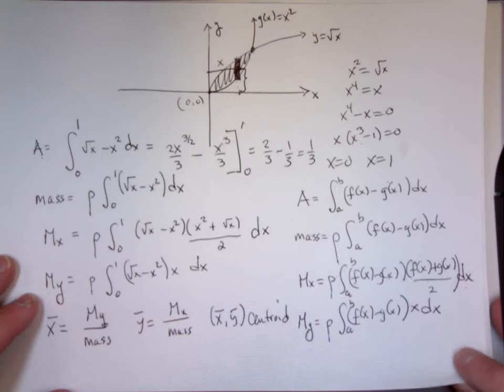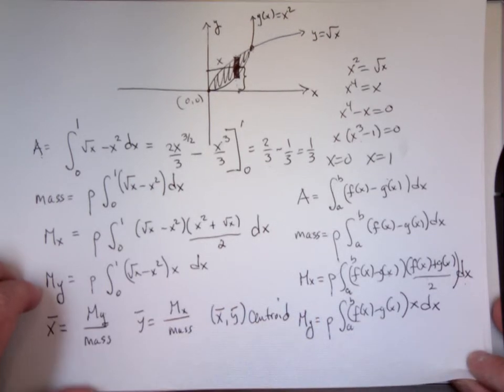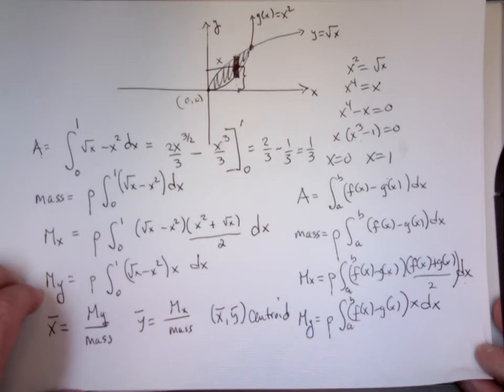Centroid when density is 1. Say that again. Centroid when density is 1. When density is equal to 1, if the density is equal to 1, that's what it's called, the centroid, right? Yeah. All right.